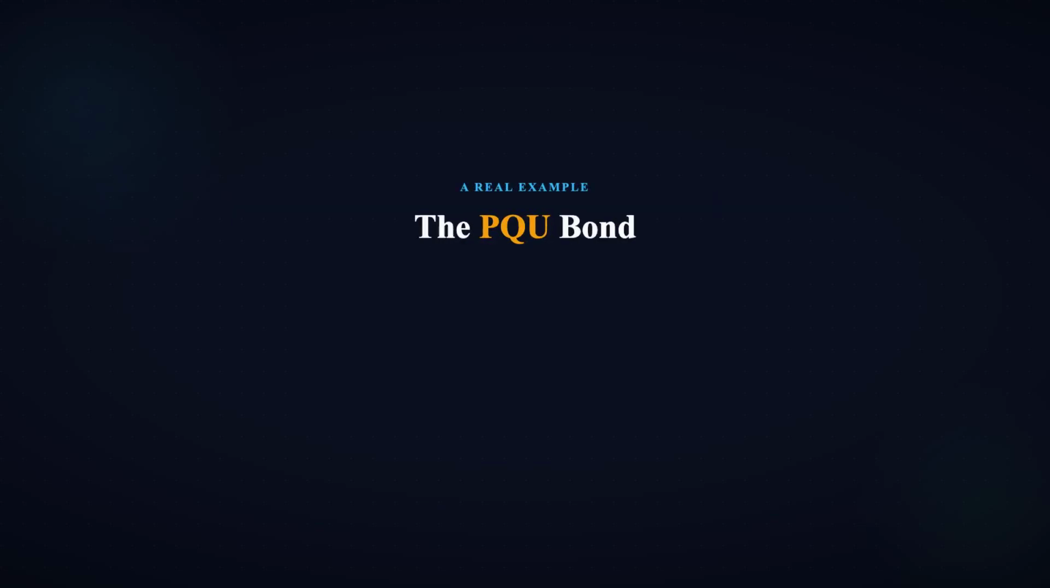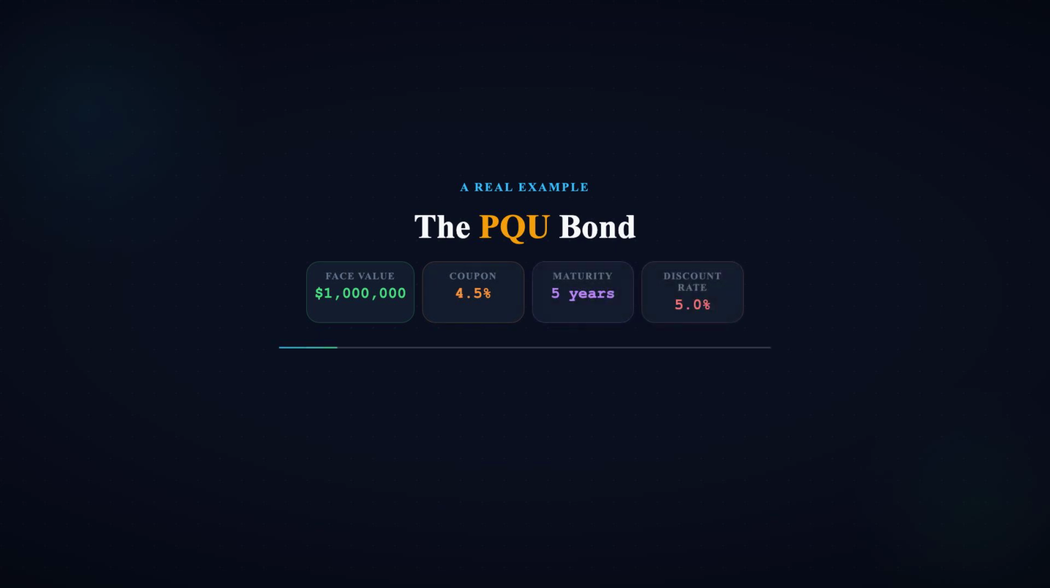Now apply this to a real bond. Meet PQU, a bond with a face value of $1 million. It pays an annual coupon of 4.5%. That means $45,000 per year, every year, for 5 years. Plus the full $1 million back at the end of year 5. The market discount rate is 5%. To price this bond, you take each cash flow and discount it back to today.